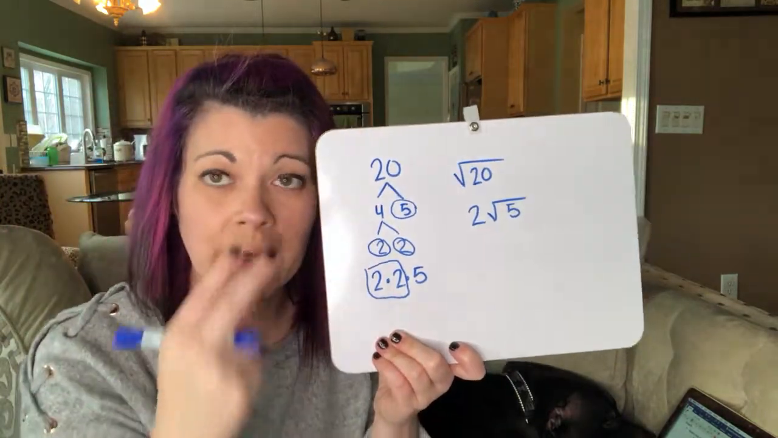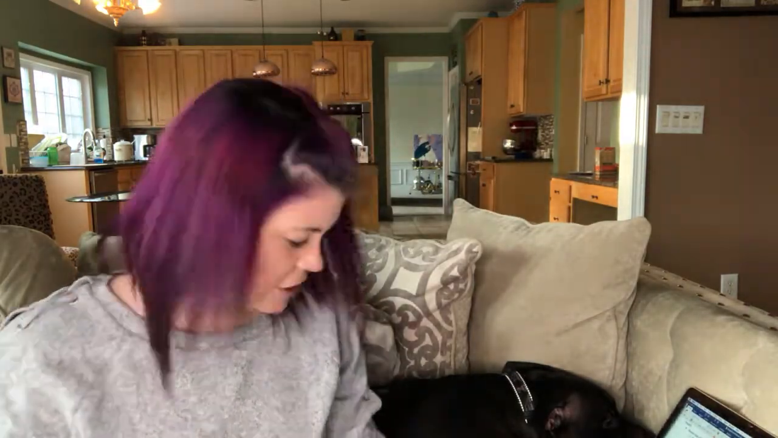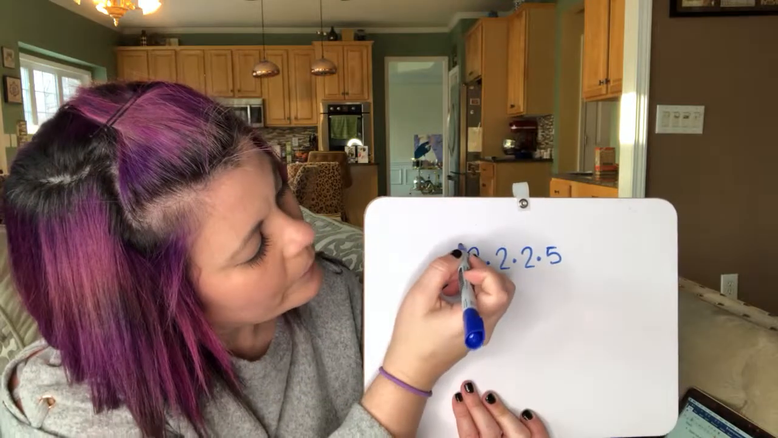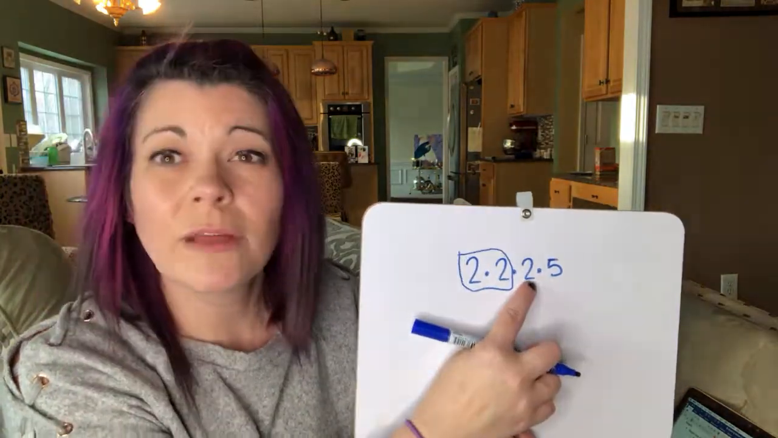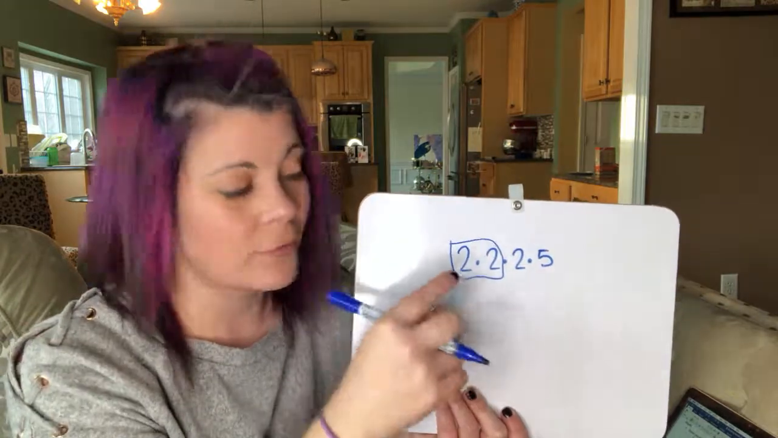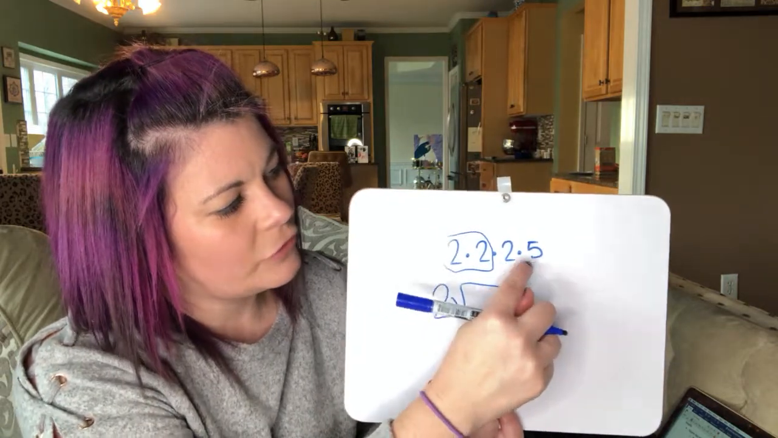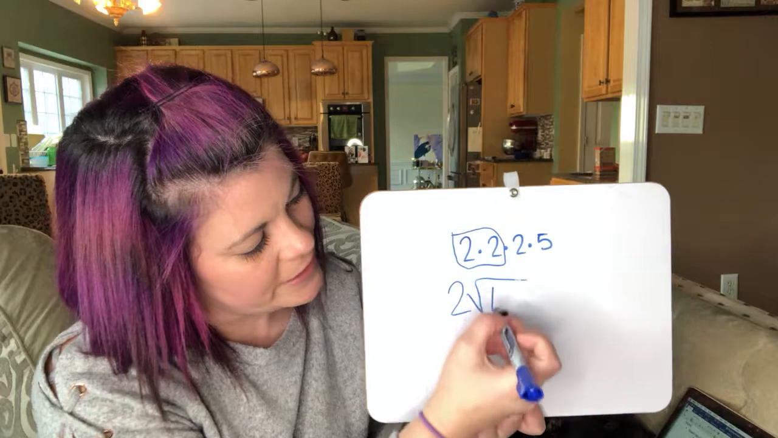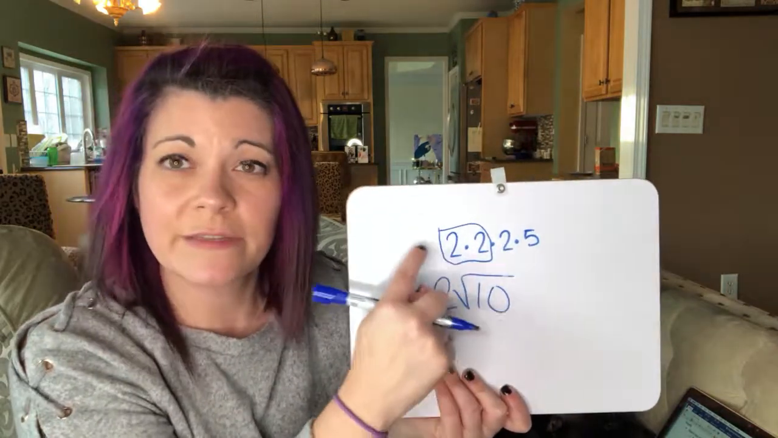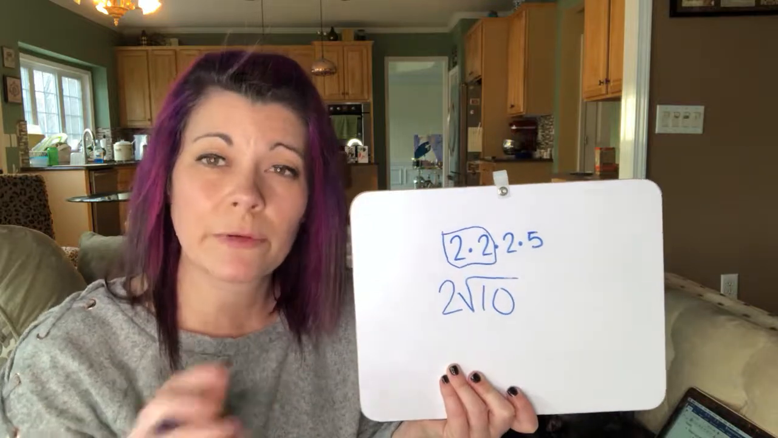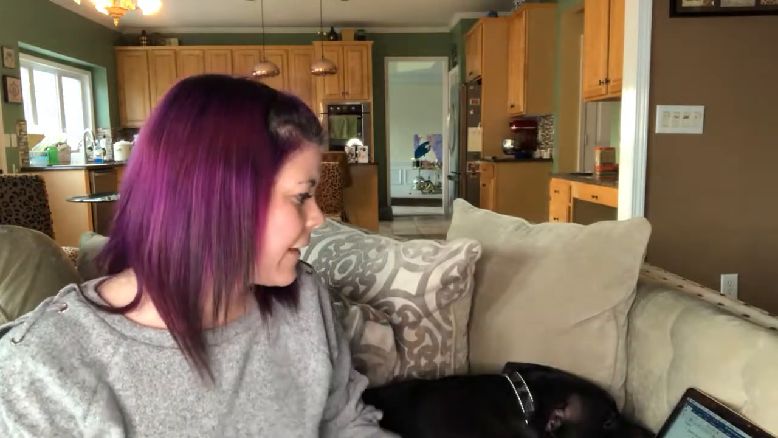Now you're looking for pairs, okay? Let's say the prime factorization was 2 times 2 times 2 times 5. So we want to circle pairs. Here's a pair of 2's, but this 2 doesn't have a pair, so it has to stay in the radical. This means that I can take out a 2, and then underneath the radical, I still have 2 times 5, which is just 10. So if the prime factorization was this, it would simplify down to 2 square root of 10, because I'm looking for pairs. Remember that.